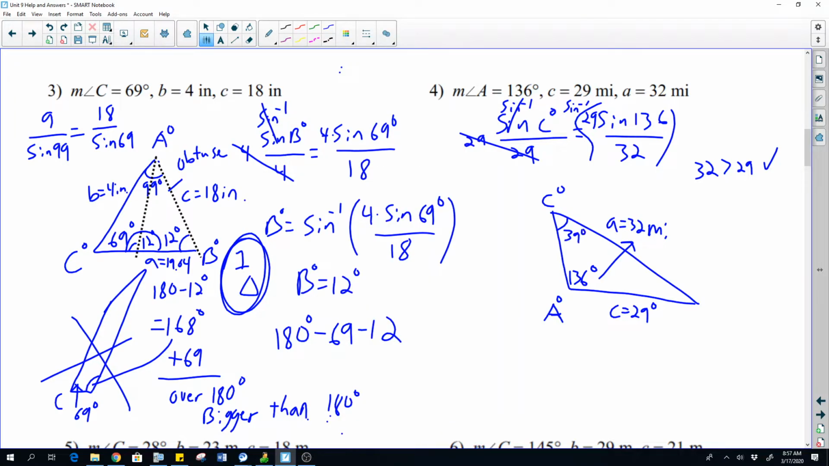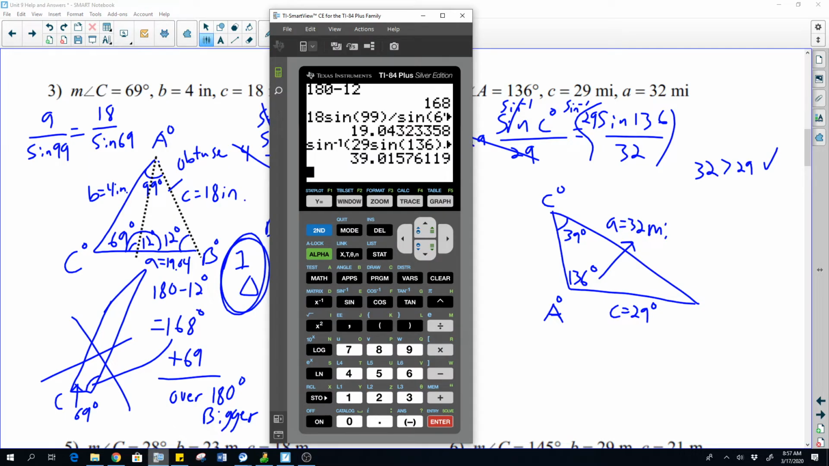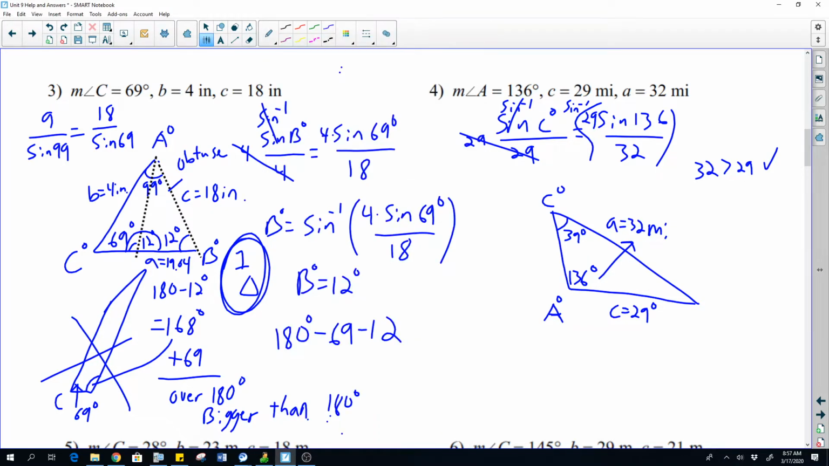And then we do 180 minus those two to make sure this triangle exists. So 180 minus 136 minus 39 gives us a really small 5 degrees. Cool.